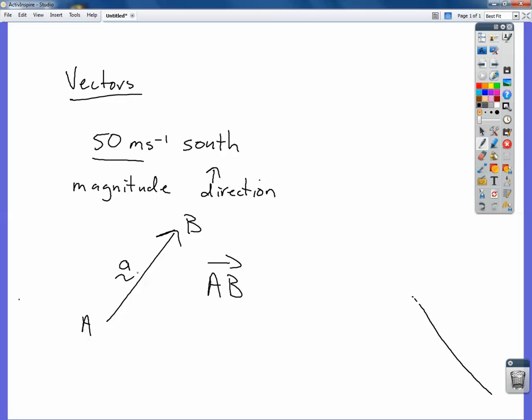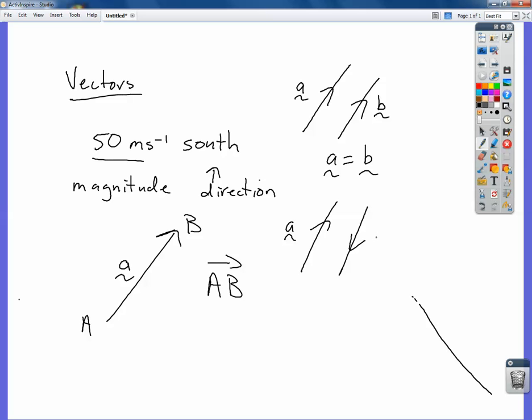Now two vectors are the same if they're parallel, that is they're going in the same direction, they have the same magnitude and the same direction. So we would say vector A equals vector B. A negative vector would be one that's running parallel, it's the same size, but is in the opposite direction. So A and negative A. Negative just means it's the same size, but it's in the opposite direction.